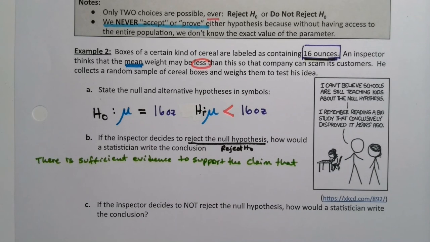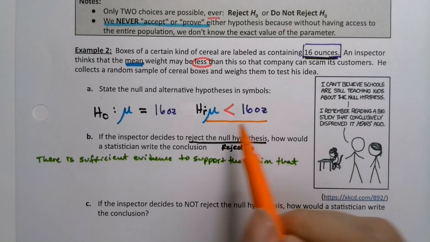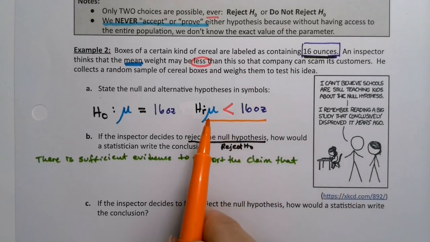That is a script you cannot avoid. You have to follow it. You have to write it down. So there is sufficient evidence to support the claim that. Now, what was the alternative hypothesis in words? So here's H1. What's that saying? It's saying that the mean weight is less than 16 ounces.